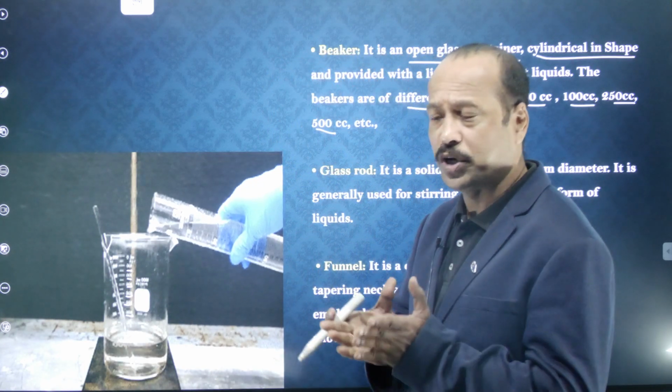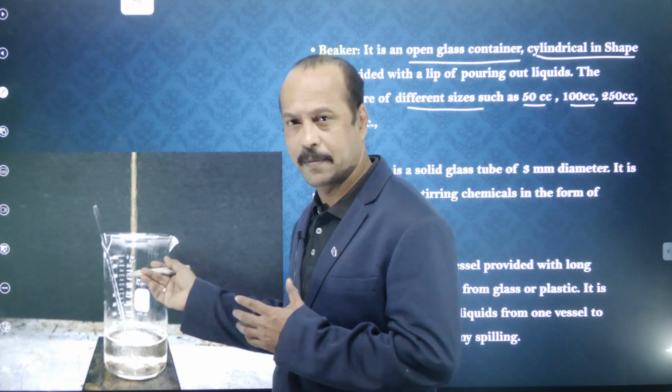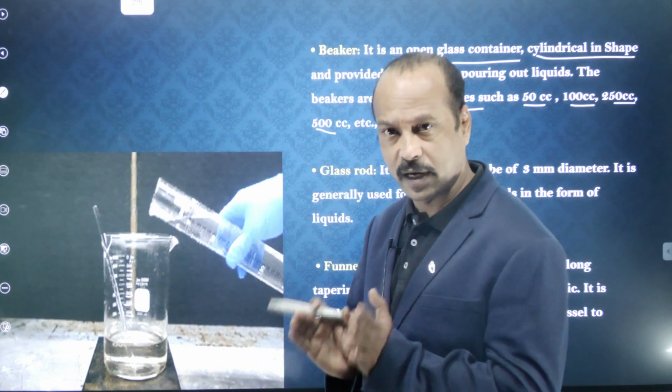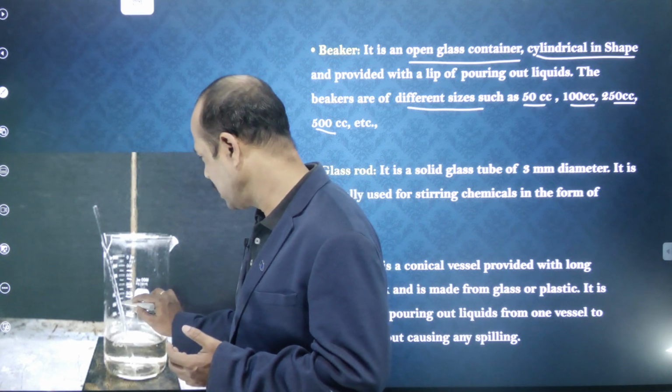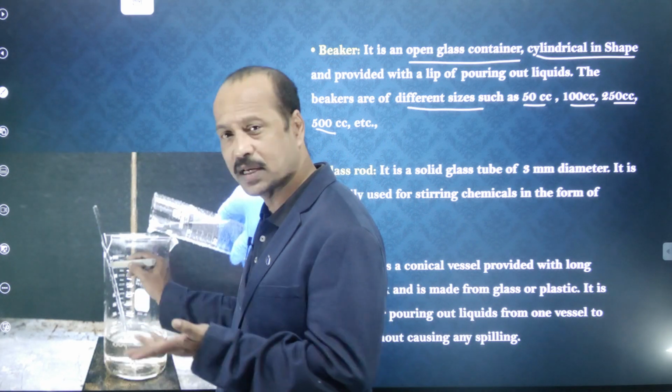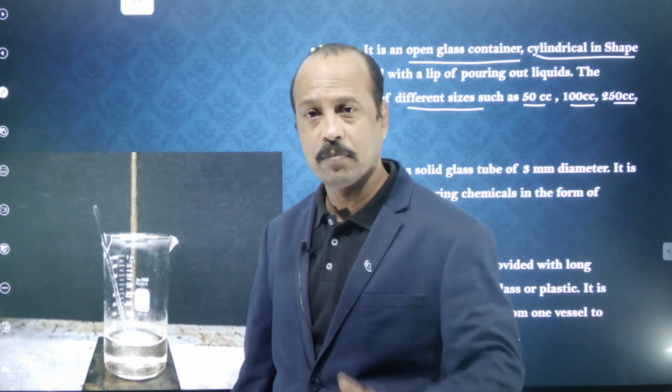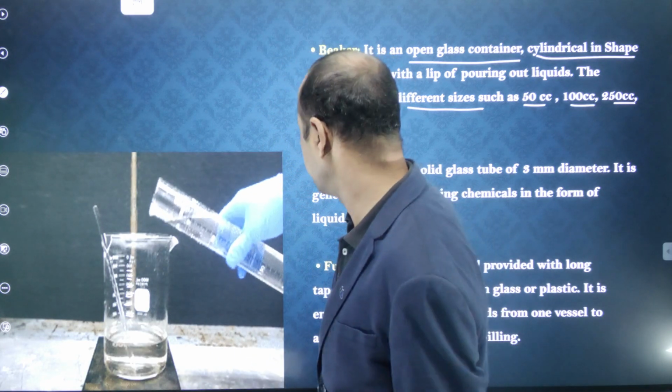How much quantity do you want? For example, you think 100 ml of quantity, or 100 cc. Then this may indicate 20, 30, 40, 50, 60, something like this. How much you want? We can take up to 100 ml, 200 ml, something like this, right?